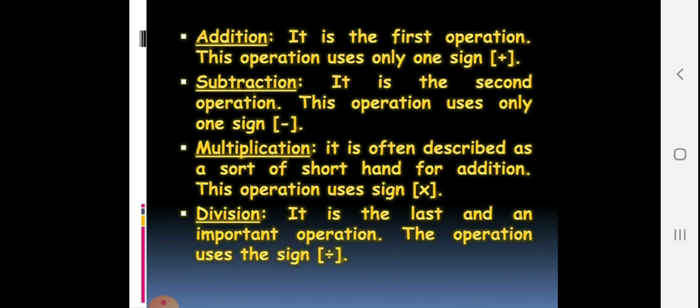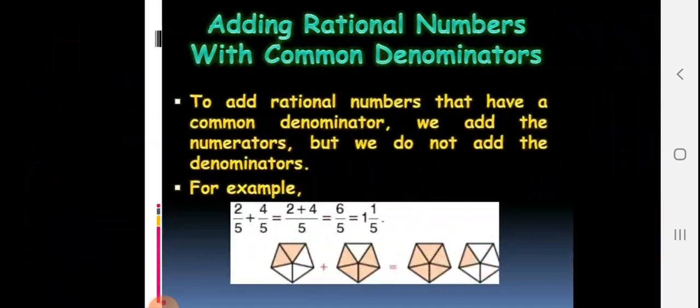Addition is the first operation, and the operation uses only the positive plus sign. Subtraction is the second operation. The operation uses only one sign, which is negative. Multiplication is often described as a sort of shorthand for addition. This operation uses the sign of cross, multiplication or multiply. Division is the last and the important operation. This operation uses the sign of division.